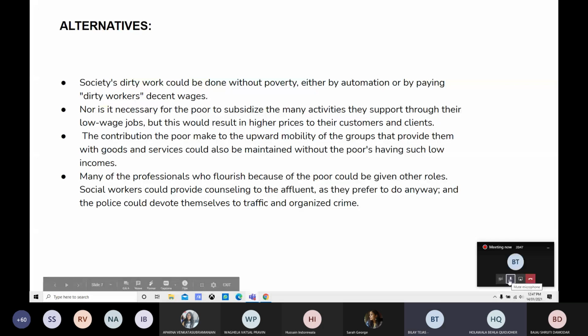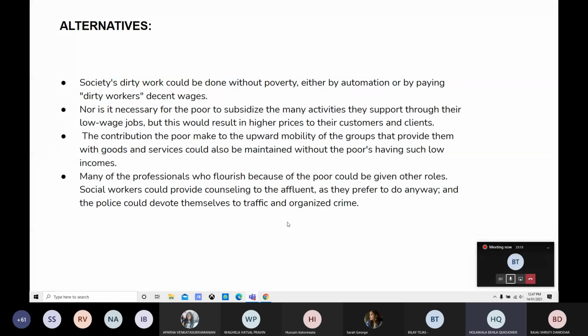So then he gave some alternatives, like the society's dirty work could be done without poverty, either by automation or by paying the workers who perform that dirty work decent wages. Also, the poor should not subsidize the many activities they support through their low-wage jobs, but this would result in higher prices to the customers and their clients.